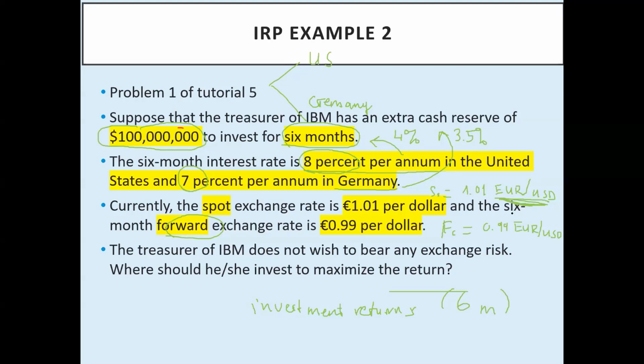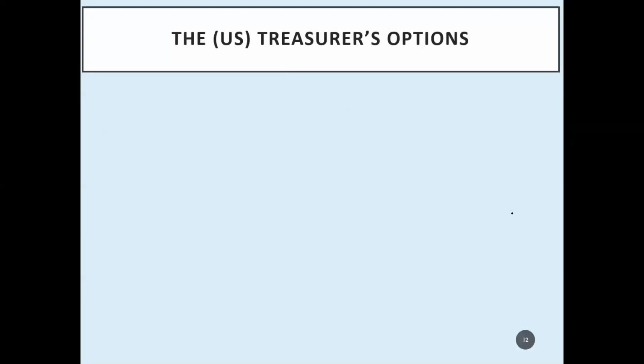So in your answer, you should have two different options. You should have a domestic investment option, and then you should have a Germany, or a foreign country investment option, okay? So 2 minutes. When we come back, we will talk about the answer, okay?